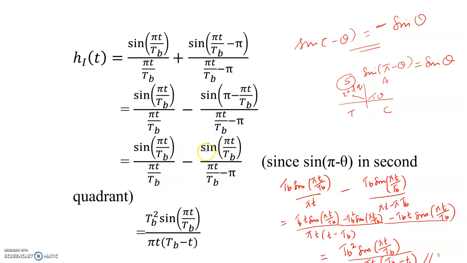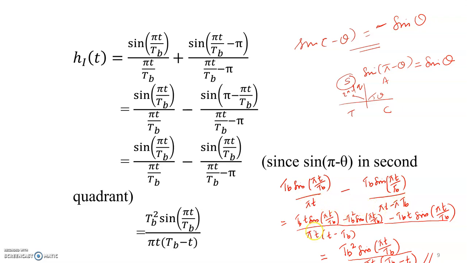In order to solve this, here I move the Tb to the numerator. So what will you get? Tb into sin(πt/Tb) by πt. Then here again I take the Tb as common and move that Tb to the numerator. So I'll get Tb into sin(πt/Tb) by πt minus π into Tb, is it? So πt minus π into Tb. Now I will take the common denominator of these two terms. From this term I can take π as common, π of (t − Tb).